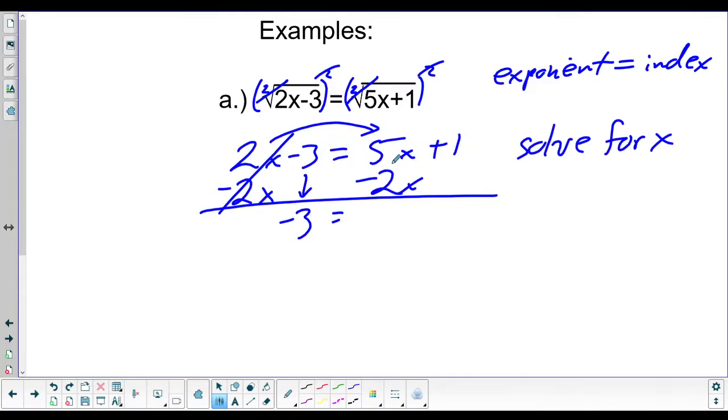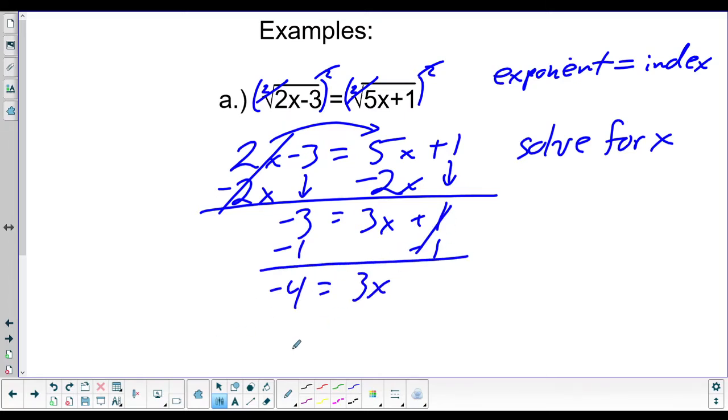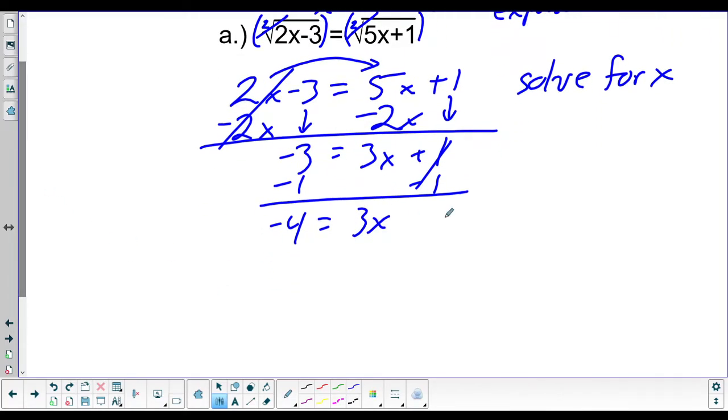Bring down our equals. 5x minus 2x is 3x. Bring down our plus 1. Now we need to get rid of this plus 1, so we're going to subtract 1 on both sides. So we have negative 4 equals 3x. And now we're going to divide both sides by 3. So these cancel, and we get negative 4 over 3 equals x.